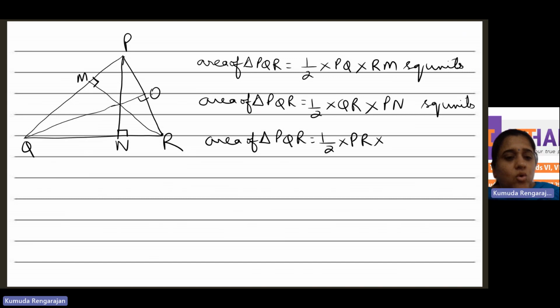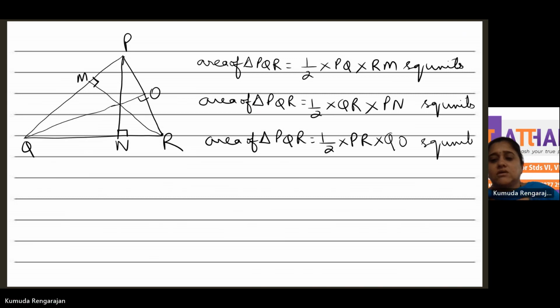MN, let's say O. Okay, so half into PR into QO. QO or OQ, both are the same. QO square units. Is this understood? Okay, so now which are the bases? PQ, QR, PR. They are the bases. Those are the sides and the bases. And altitudes are?